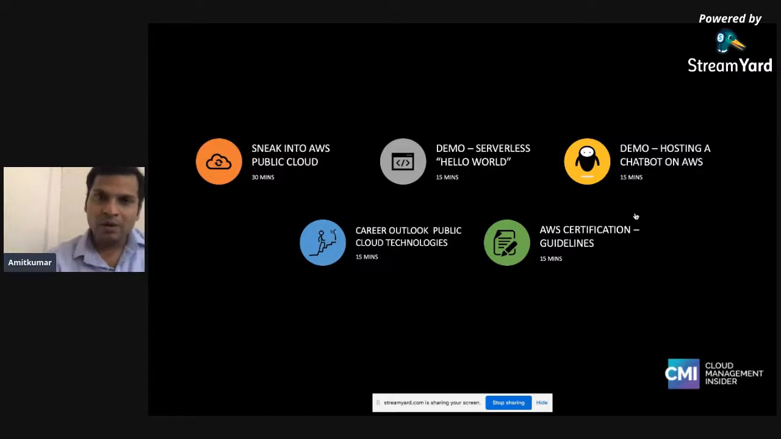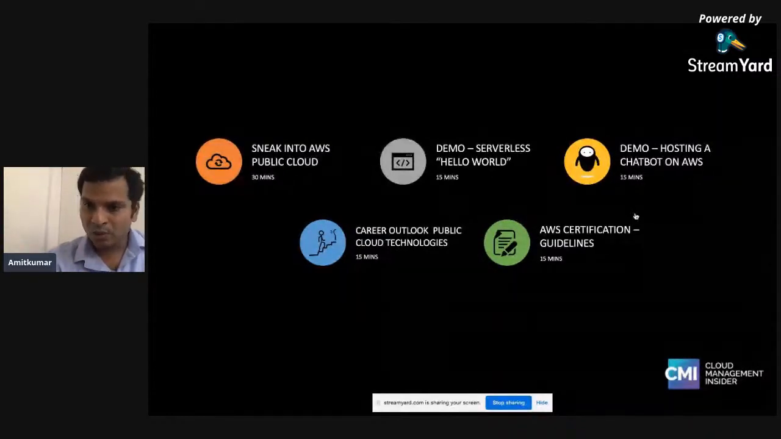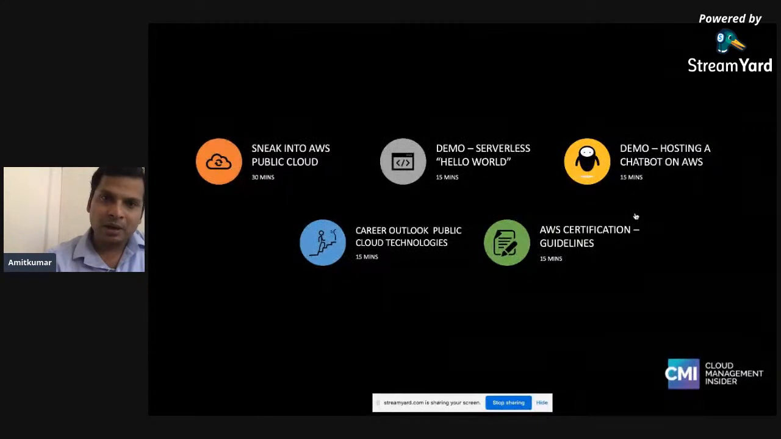Followed by that, we will do a small demonstration. We will spin up a WordPress website, and you'll see how a managed platform can be spun up without any server provisioning, network provisioning, or storage provisioning. Then we'll go ahead and see a demo chatbot implementation. The last two agenda items are completely focused on the importance of public cloud as a career outlook, and how the AWS certification is going to help you accelerate your career in this domain. So we'll be focusing completely on that.